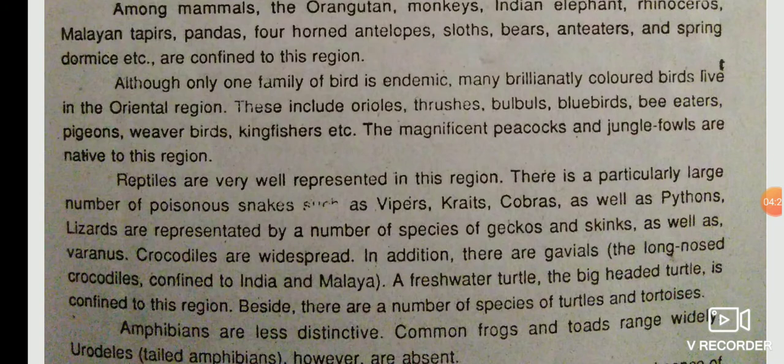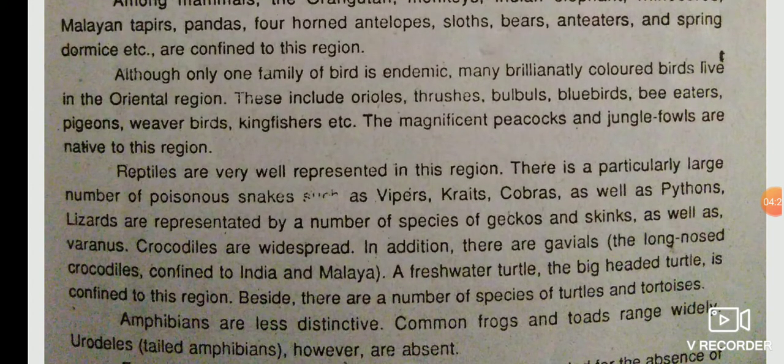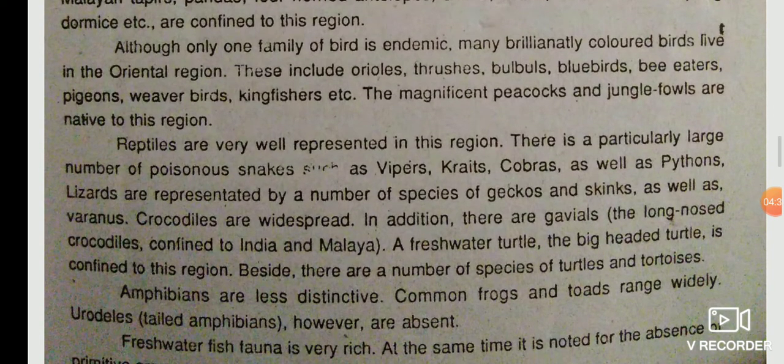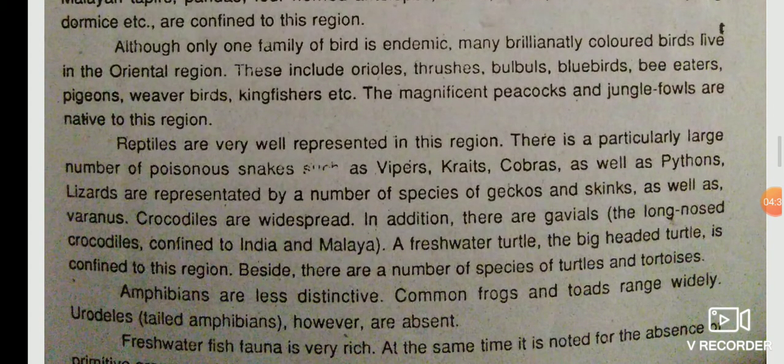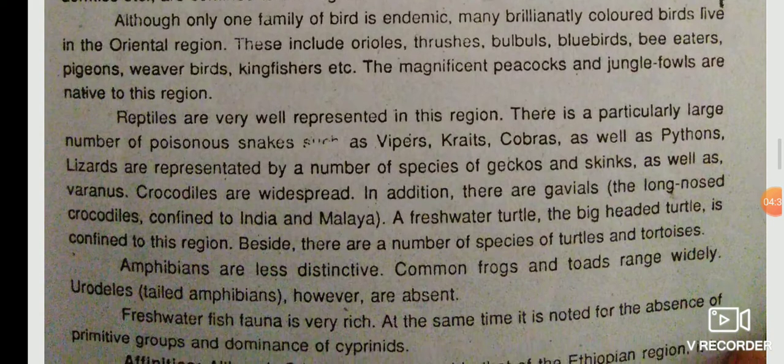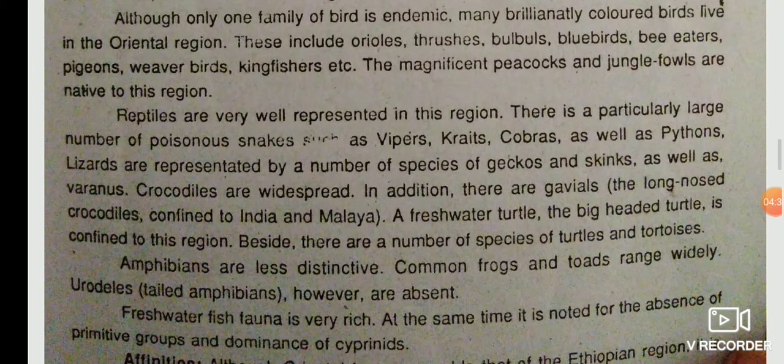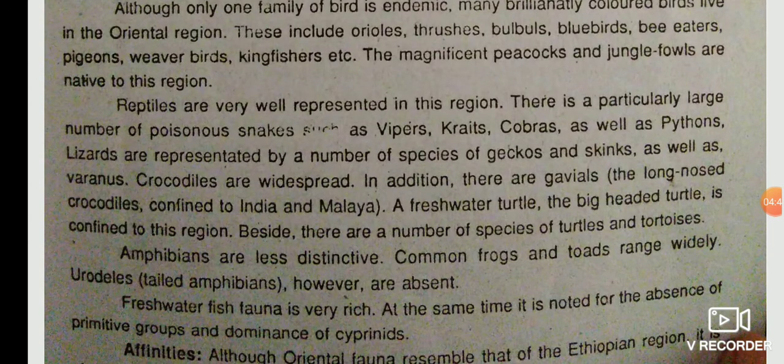Many brilliantly colored birds live in the Oriental region. These include orioles, thrushes, bulbuls, bluebirds, bee-eater, pigeon, weaver birds, kingfisher, etc. The magnificent peacock and jungle fowl are native to this region.